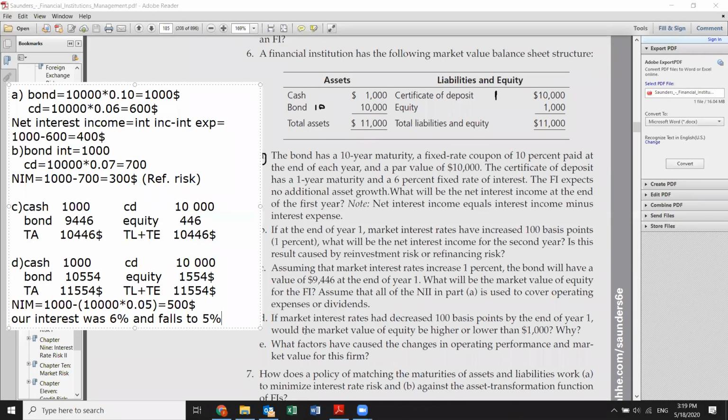Okay, let's move to another question. What factors have caused the changes in operating performance and market value for this firm? What factors have caused the changes in operating performance and the market value of the firm? Any idea? Change in interest cost rate of borrowing and lending. So basically, interest rates. Yeah, very true.